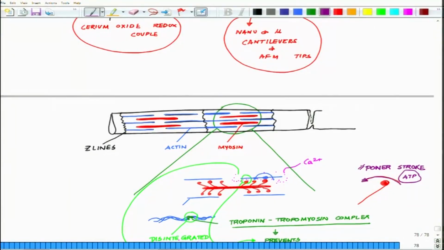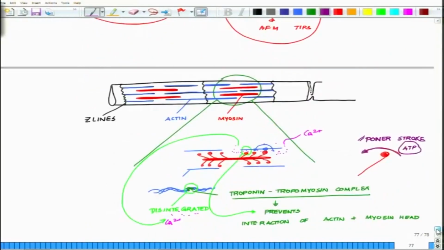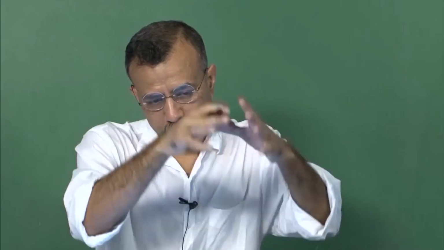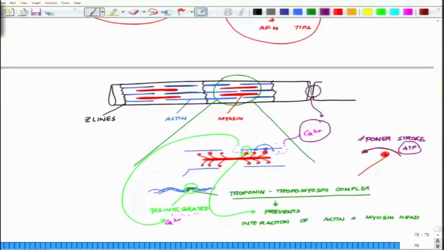Okay. And of course, I will request you to go through the sliding filament theory, which I just taught you. And there is another one which is called the excitation contraction coupling apparatus, which is present somewhere out here in this zone, which essentially regulates this calcium, because this calcium cannot remain there forever. The calcium has to be dumped there, and it has to be pulled back in a fraction of a moment, and that is done by an organelle called sarcoplasmic reticulum.